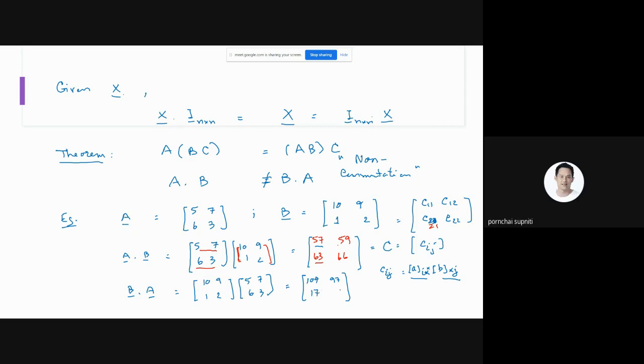17 and okay. Well, say again. 13. Okay. So from here you can see that it's very obvious that multiplication of matrices is not commutative. They're not commutative. Let me put an underline here so that we see.